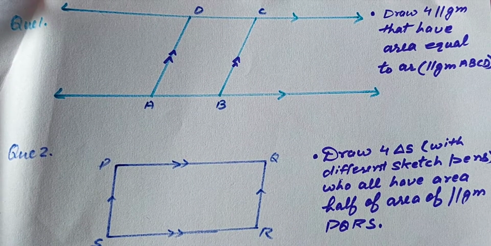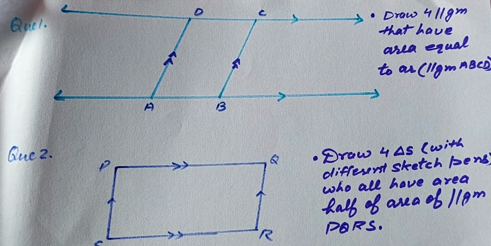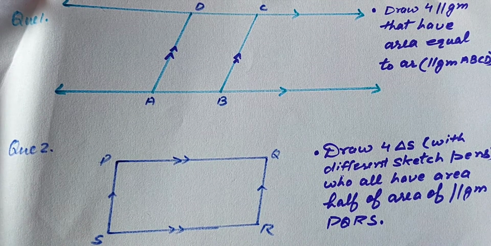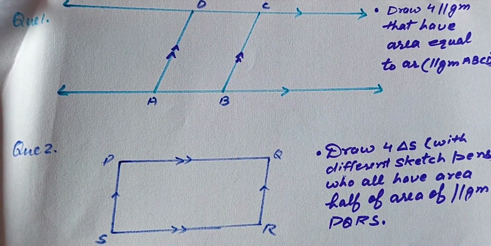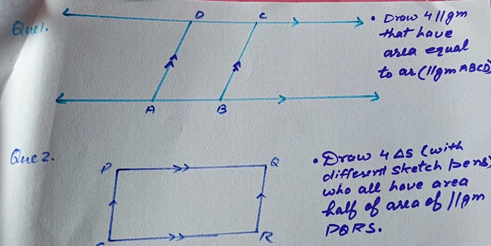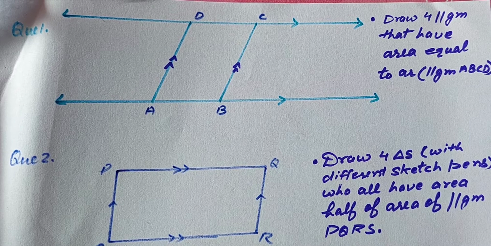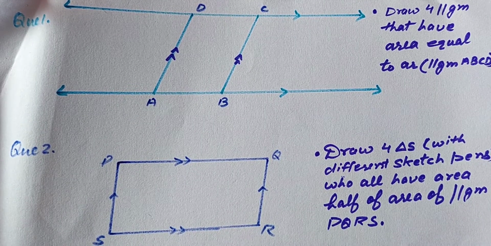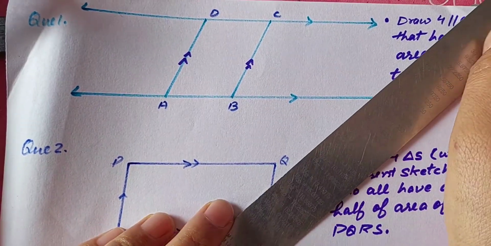Here you were given a parallelogram in the first question and you were asked to draw four parallelograms that have area equal to this ABCD. So see, we're not supposed to use a scale for measurement. We have to do some quick constructions, ensuring that the areas are going to be the same. I have to make four parallelograms.